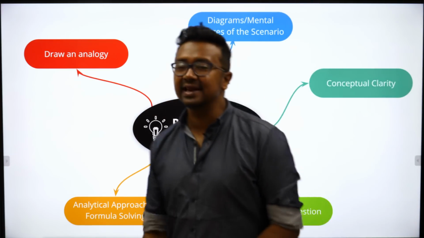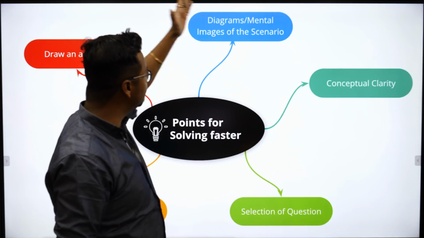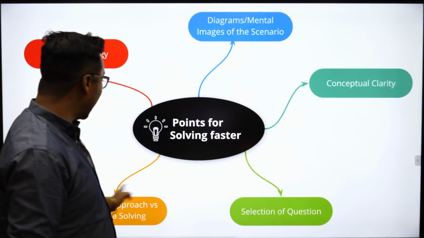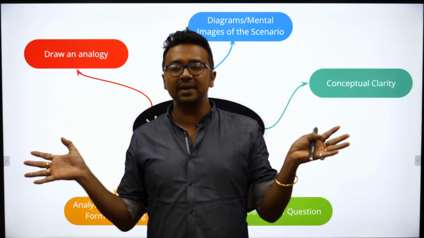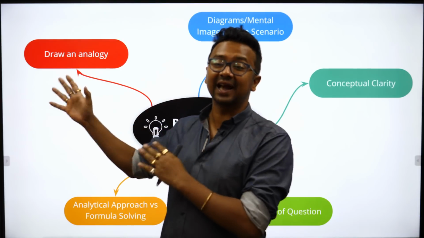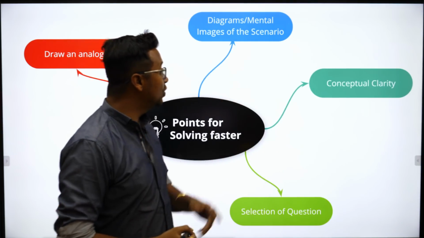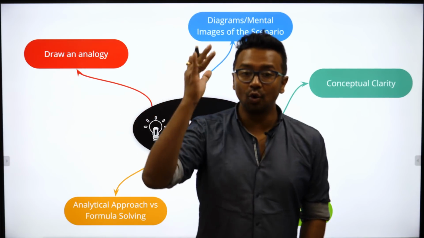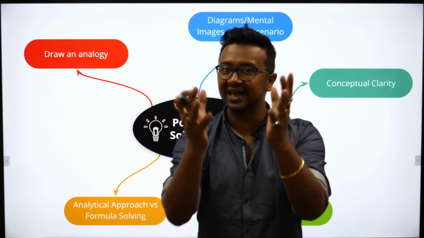So I have taken an example of a question that is draw an analogy, diagrams, okay, or mental images of the scenario, conceptual clarity, selection of questions, analytical approach versus formula solving. Okay. Now these things might be appearing कि ये है क्या चीज यार, अपने इसका नाम कभी शायद सुना भी ना हो, ठीक है? Now what exactly is the analogy method or what exactly is diagram or images of the scenario, conceptual clarity कहाँ पे काम आता है, selection of question, what do we mean by selection of question? So whatever be it, my dear students, let us get started with questions and then only we can understand.